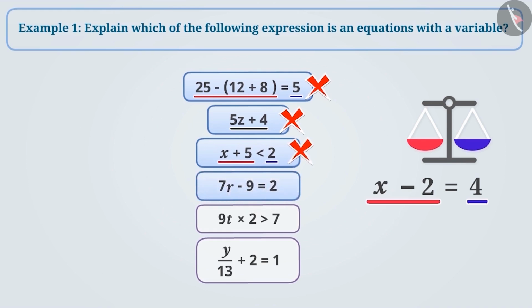7r minus 9 is equal to 2. It has two sides and they are equal. So this is an equation. 9t into 2 greater than 7. It has two sides, but they are not equal. So this is not an equation. y by 13 plus 2 is equal to 1. It has two sides and they're equal. So this is an equation.